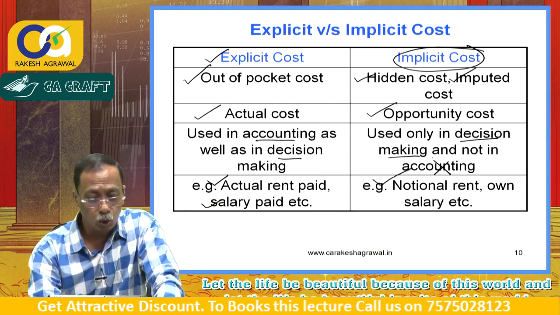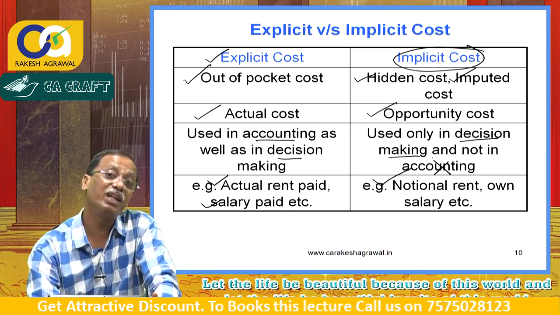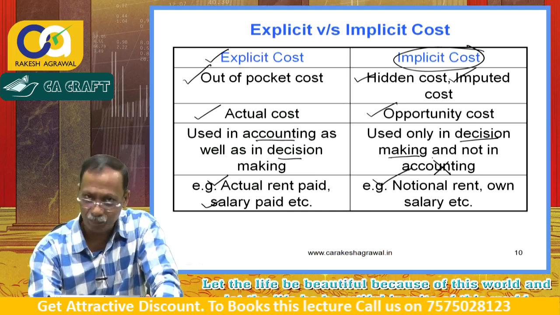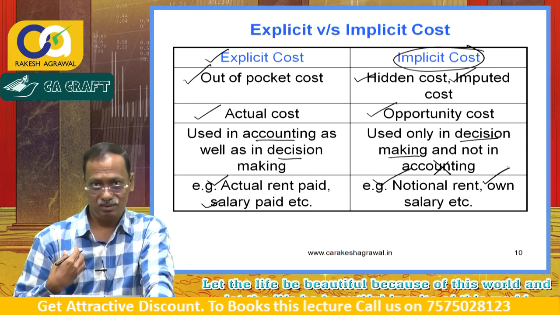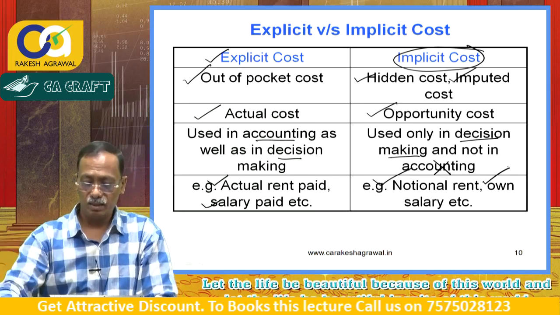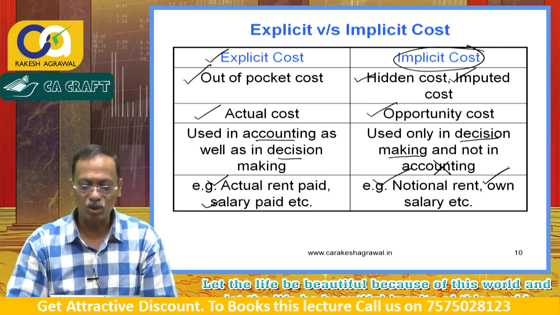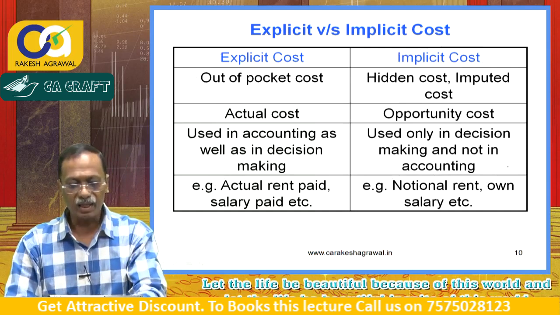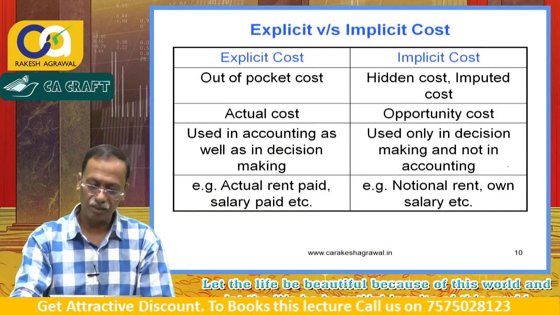Notional rent. Notional itself means not actual. If something is not actual, it is called notional, like notional profit in contract costing, which is not actual profit. So notional rent or own salary, that is, salary paid by a proprietor to himself. We never pay it. So it is not an actual cost, but it is a notional cost. I'll try to explain it through an example. Try to understand.